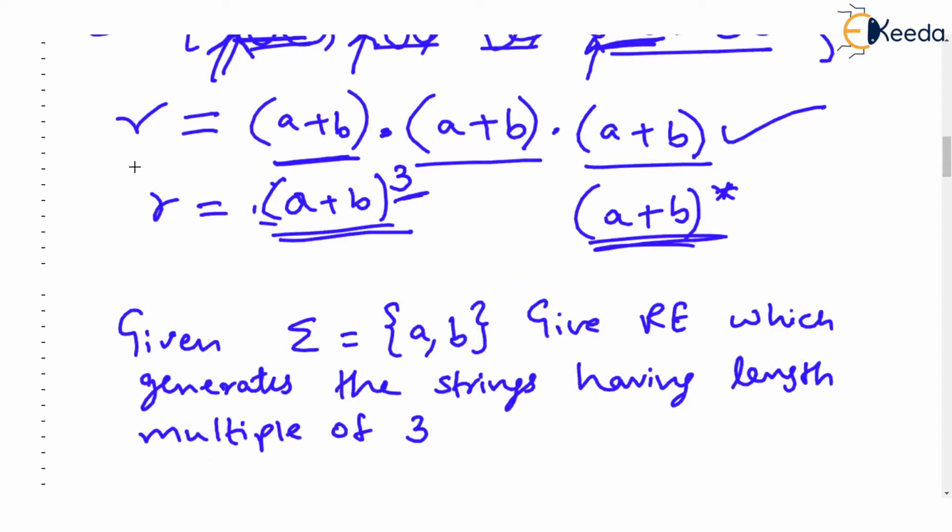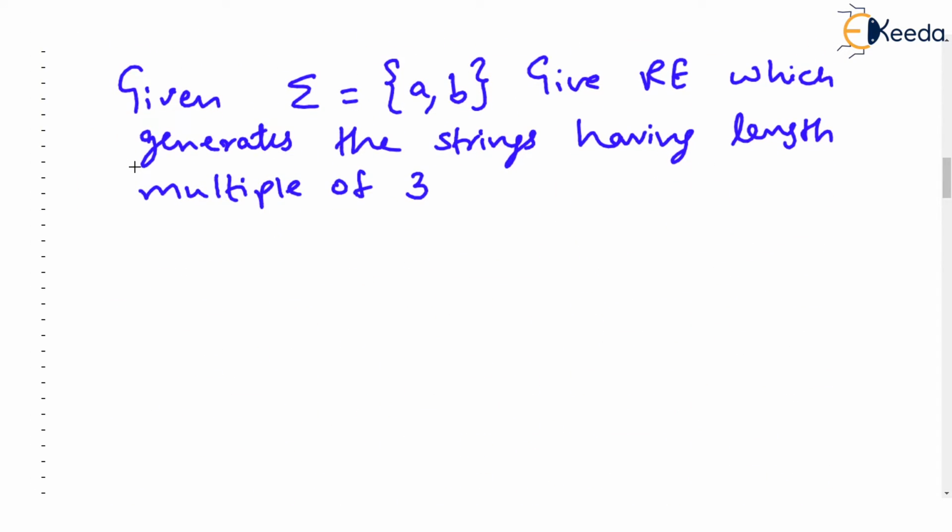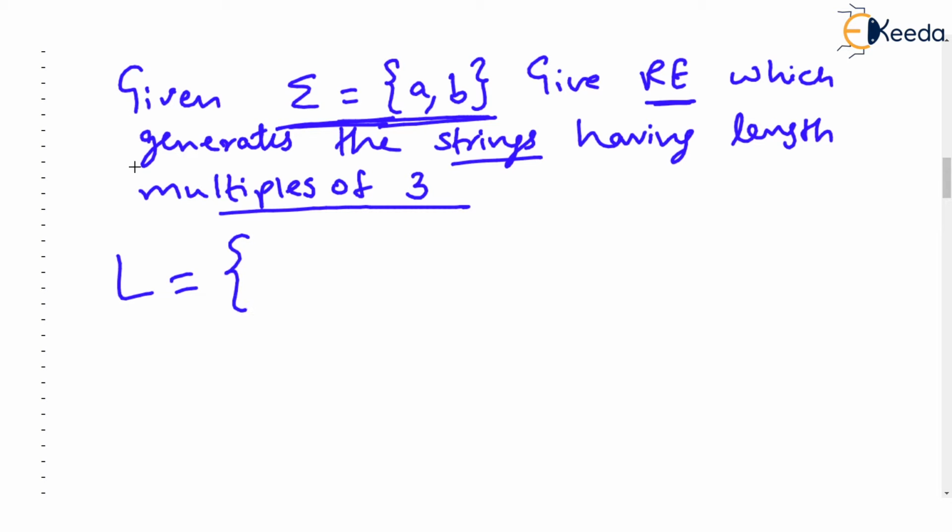Let's take one more example. We are given sigma is equal to {A, B}. So you can make strings using A and B. And we want to give a regular expression that generates the strings having length multiples of 3. Now this becomes a bit complex. What do you mean by multiples of 3? So you can have a string like AAA, because this is having length 3 and 3 is a multiple of 3. So the length of the string should be a multiple of 3.